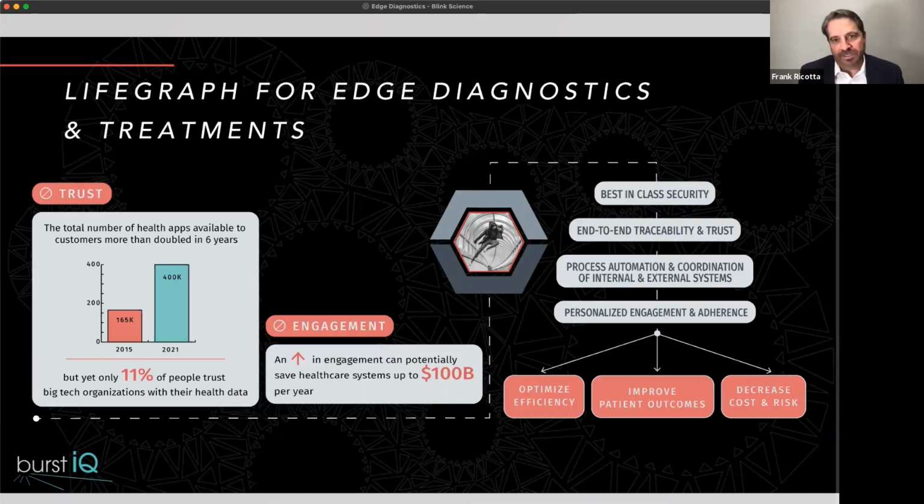Here are a couple of interesting stats and why we need a different kind of connectivity mechanism. Only 11% of the people in the world trust big tech to maintain their health data. That's a pretty low confidence factor, and rightly so. And we've seen a lot of compromises there. In addition, if we can improve just engagement, and this number really only applies in the United States, we're going to save $100 billion a year just in health costs. That could fundamentally cover the uninsured population. So the stats are dramatic, and there's plenty of opportunity for improvement in this whole model.